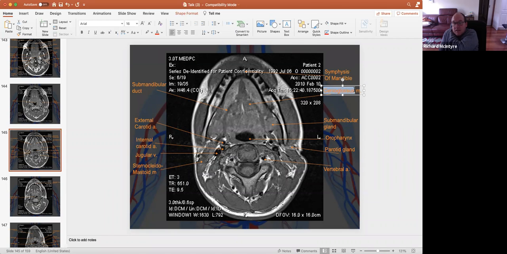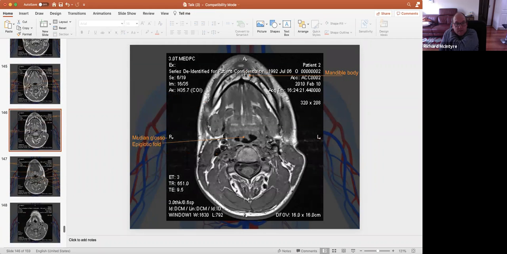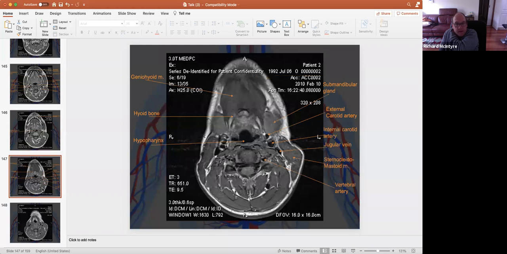Genioglossus, okay? So again, we break it down. Genio meaning the chin, and glossus meaning the tongue. So genioglossus muscle, the muscle connecting the chin with the tongue. Submandibular gland, parotid gland. We've just seen that parotid gland there, and the arteries. Median glossoepiglottic fold, epiglottic fold. I think we can work that out.